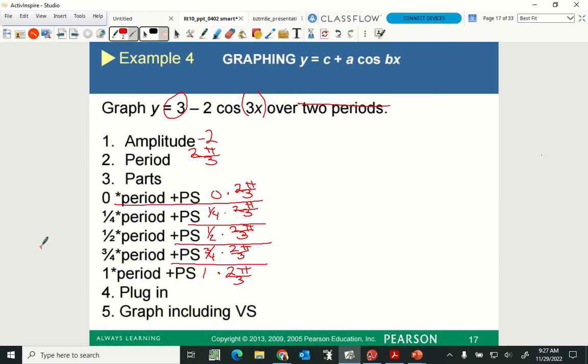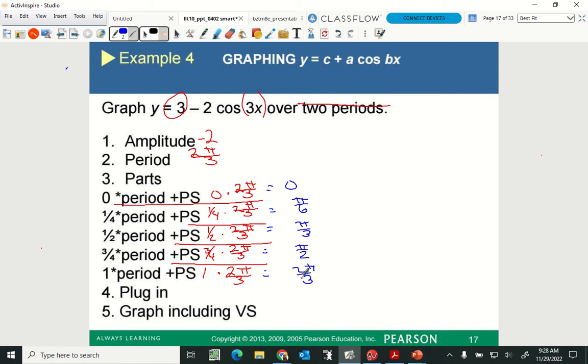All right, let's see what we got here. I'm going to get 0. Next one is pi over 6. Next one is pi over 3. Next one is pi over 2. And the last one is 2 pi over 3.